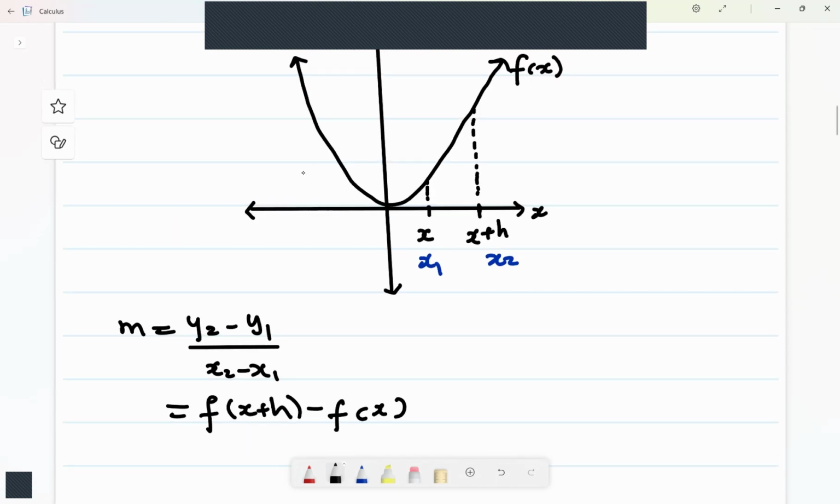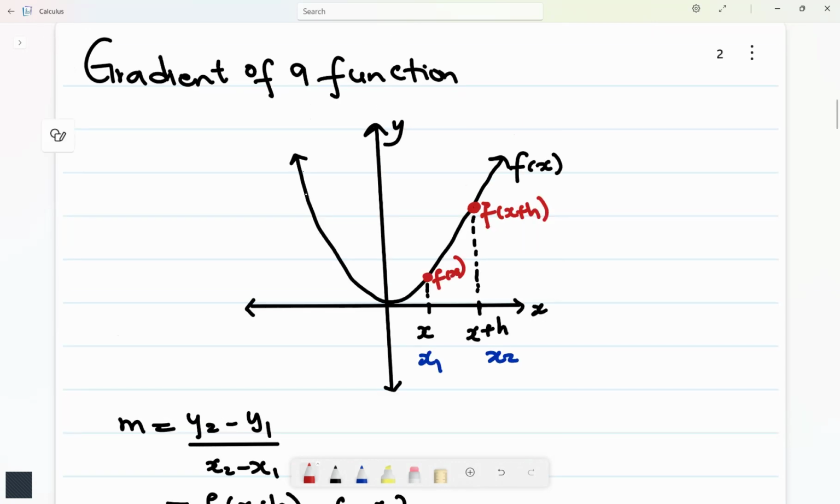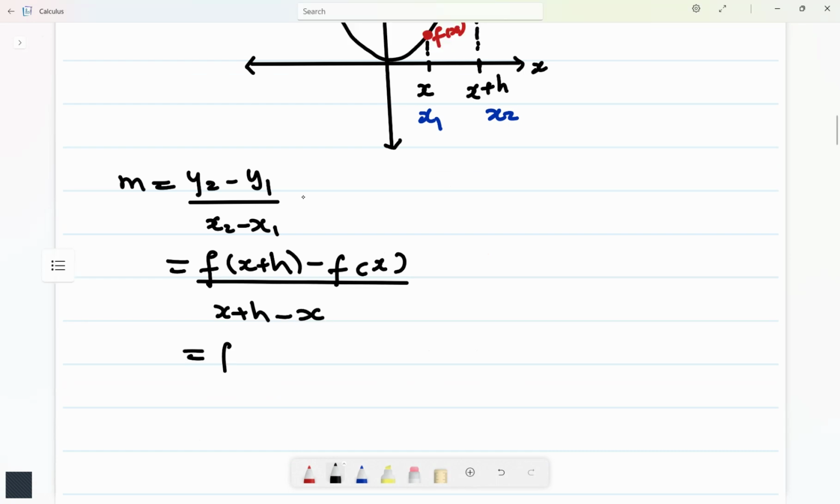We wanted this y value here, then we want this y value. Now we said the y value of this one is f of x plus h. Well, on this one it is going to be f of x, like that only, okay? Then divided by x plus h minus x. Do you agree with me? When I simplify this, I get f of x plus h minus f of x, all divided by h, right?